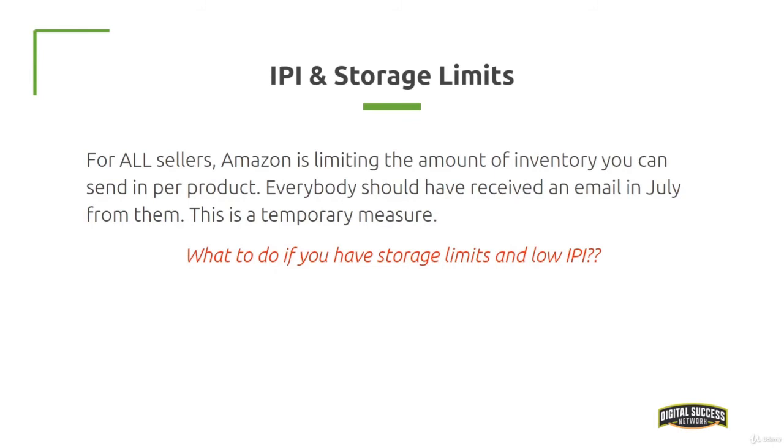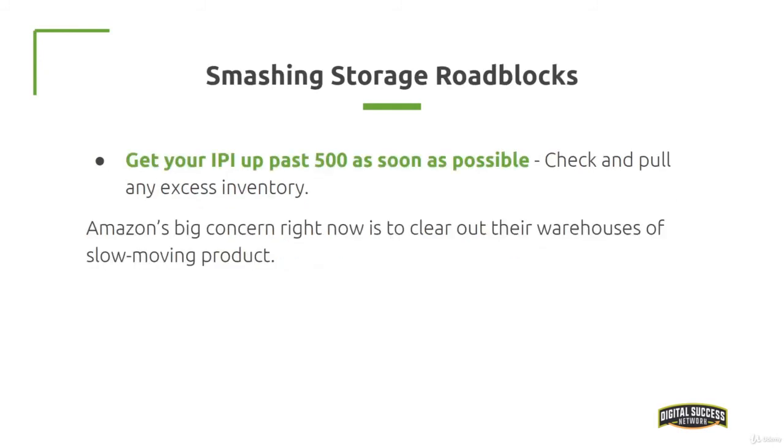For all sellers, Amazon is limiting the amount of inventory you can send in per product. Everybody should have received an email in July from them, and this is a temporary measure. So, what do you do if you have storage limits and a low IPI? Well, there are a couple things you can do. First of all, of course, get your IPI up past 500 as soon as possible. To do this, you could check and pull any excess inventory and try to get your sales up. Amazon's big concern right now is to clear out their warehouses of slow-moving product. And I think right now they're allowing you to remove excess inventory for free, but you're going to have to check on that if that's still allowed.